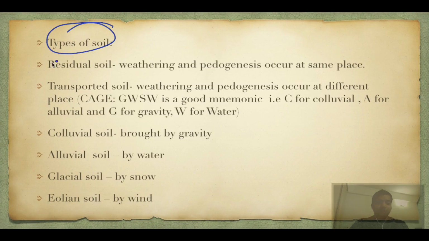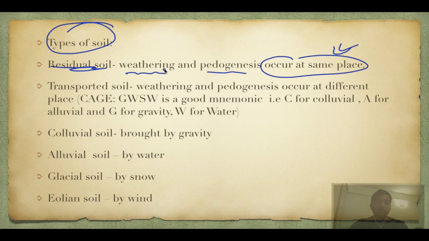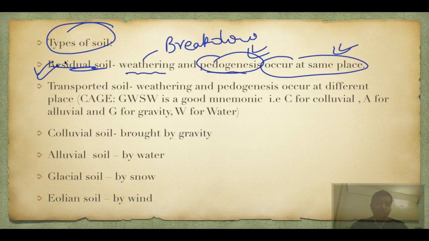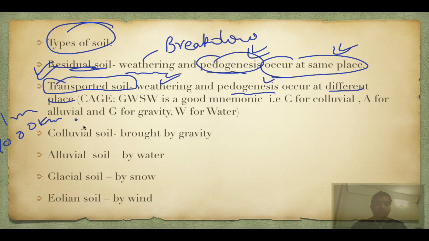So types of soil include residual soil, where weathering and pedogenesis occur at the same place. Please understand this. Weathering means breakdown of rock and pedogenesis means formation of soil. If they occur at the same place, it's called residual soil. Otherwise, it is called transported soil. That is, weathering and pedogenesis occur at different places. They might be 1 meter apart. They might be 1000 kilometers apart.